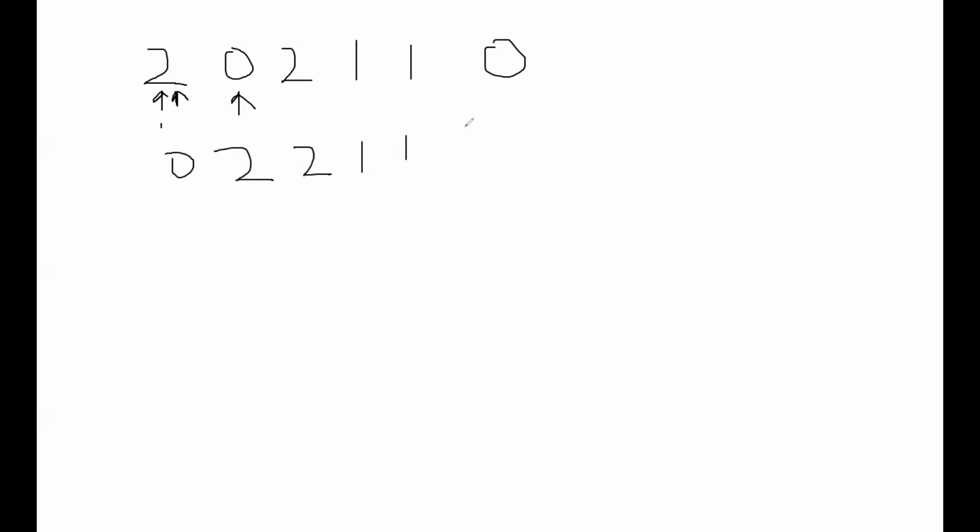So our array is 2, 0, 2, 1, 1, 0. Correct? Mm-hmm. Our start pointer will start from here, and then we have 2 pointers, i and j, let's say. Then move the second pointer to this position. If we find a 0, swap them. So it will be 0, 2, 2, 1, 1, 0.